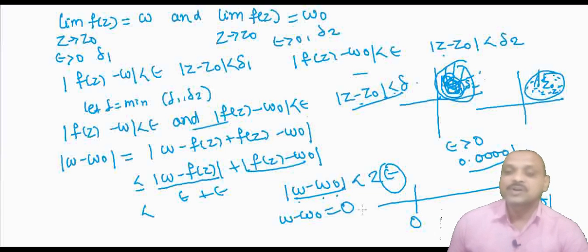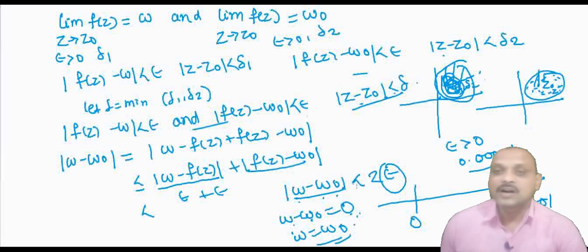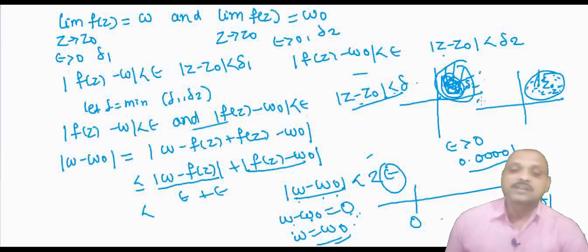0 is the only value which is smaller than any positive value, any arbitrary value, and therefore w minus w0 is equal to 0. So this shows that w equals w0. That means the function has a unique limit. The function does not have more than one limit. A function cannot have two limit points.